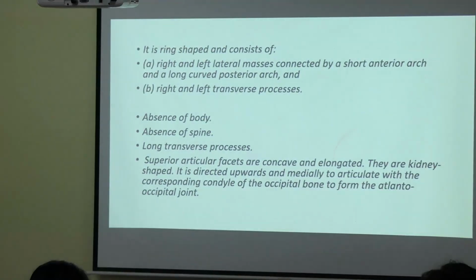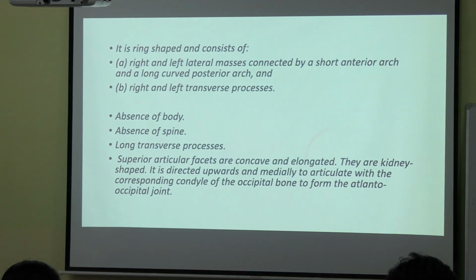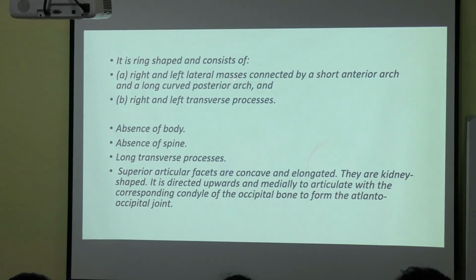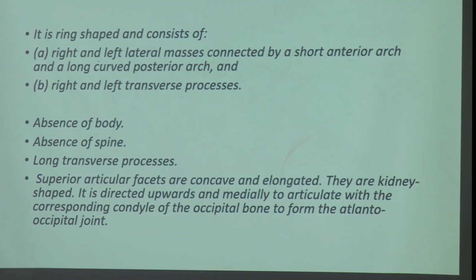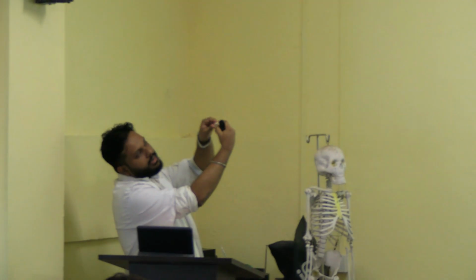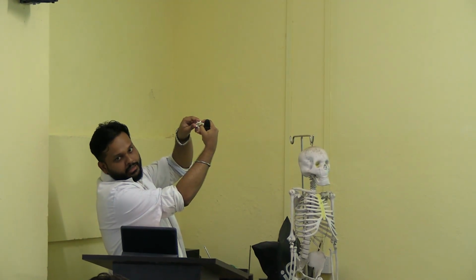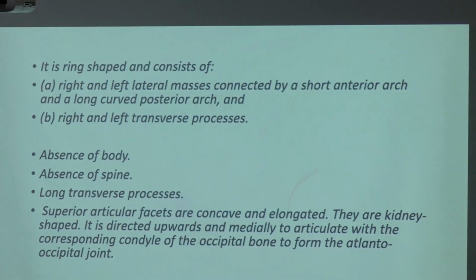See, what's the shape? Obviously you can see, this is ring shaped. The right and left lateral masses are connected by a short anterior arch. What is in front? These are two lateral masses. These are connected anteriorly by the anterior arch, posteriorly by the posterior arch. Right and left transverse processes, I have shown you, right?